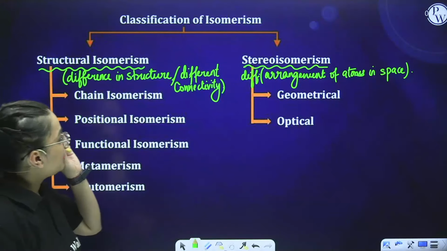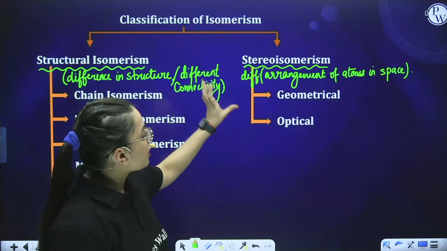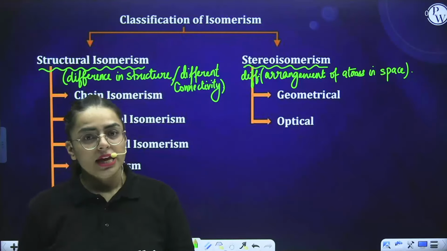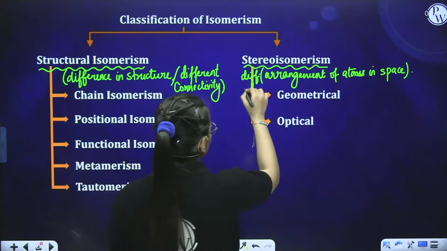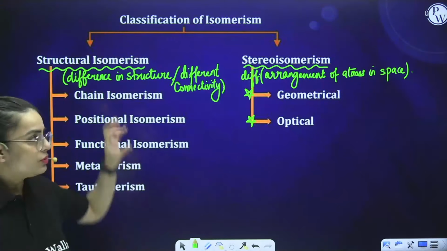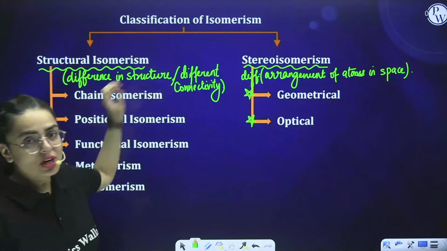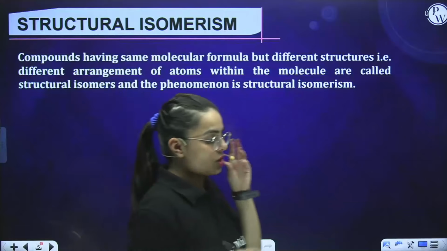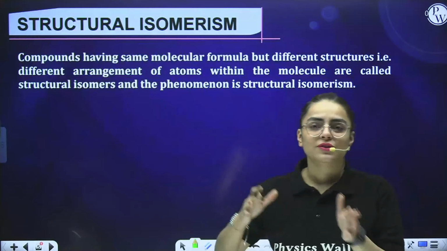Okay. And if I come to stereoisomerism, I would say these are further classified into geometrical and optical. Now, these two are also very, very important. First of all, we are going to start with our very first category, that is structural isomerism. So students, as the name suggests, in structural isomerism there will be a difference in the structure.